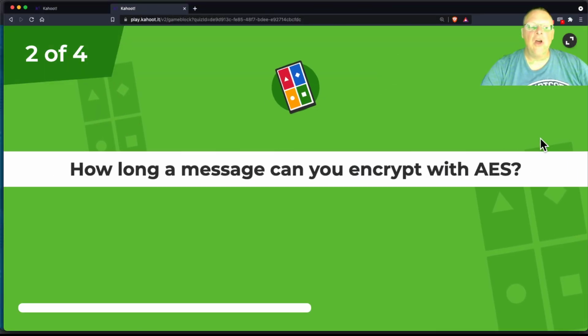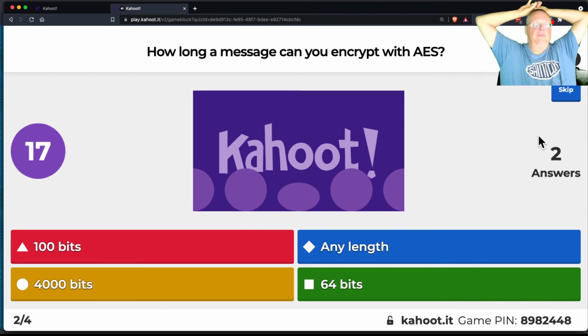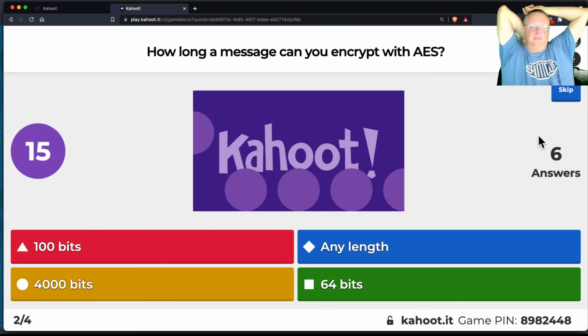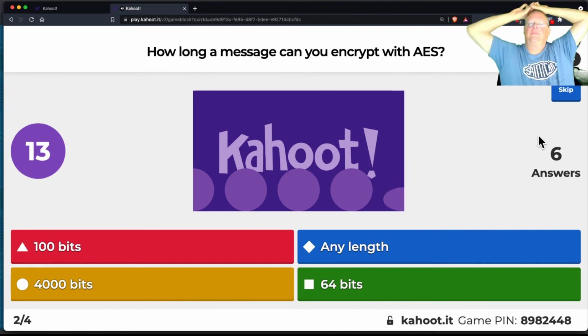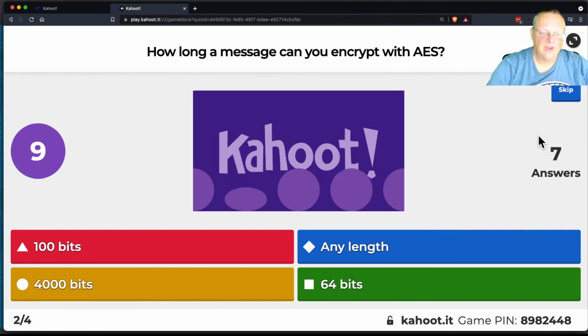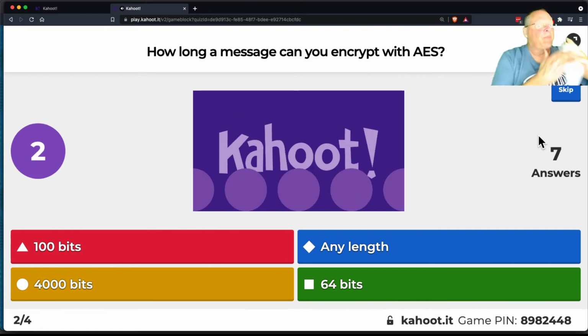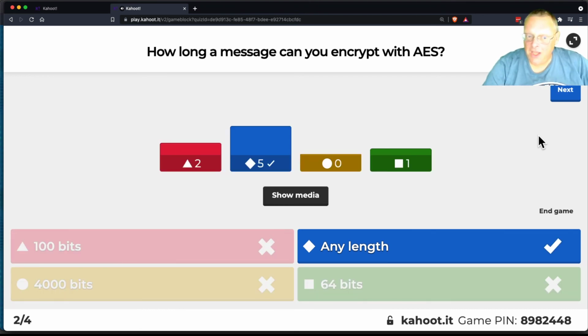All right, how long of a message can you encrypt with AES? Any length. You've got blocks, and you can have as many blocks as you want, and there's various modes like cipher block chaining or counter mode. Any length of message you can encrypt with AES.